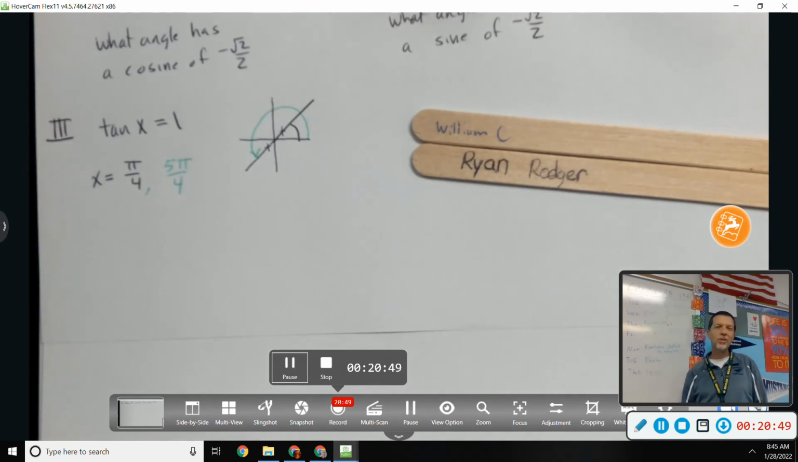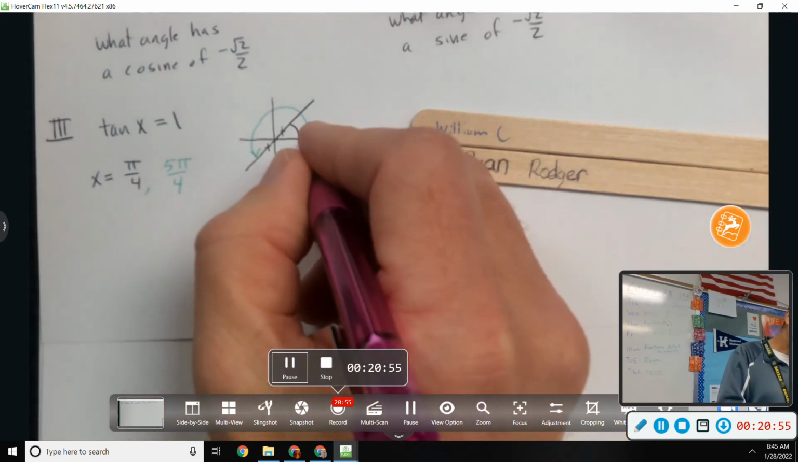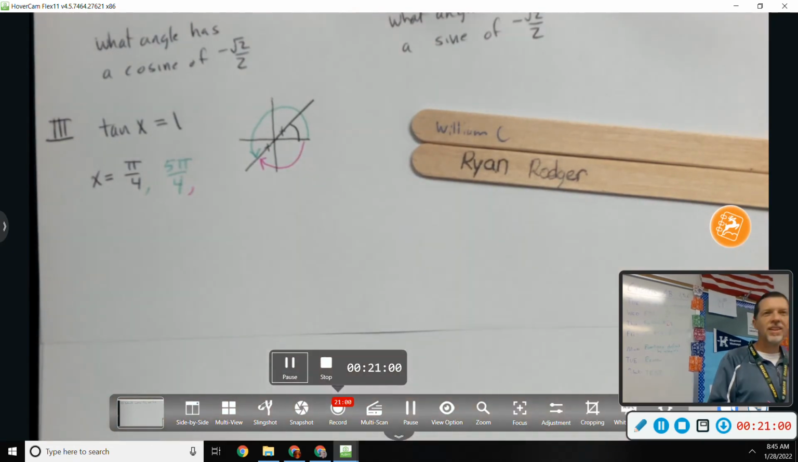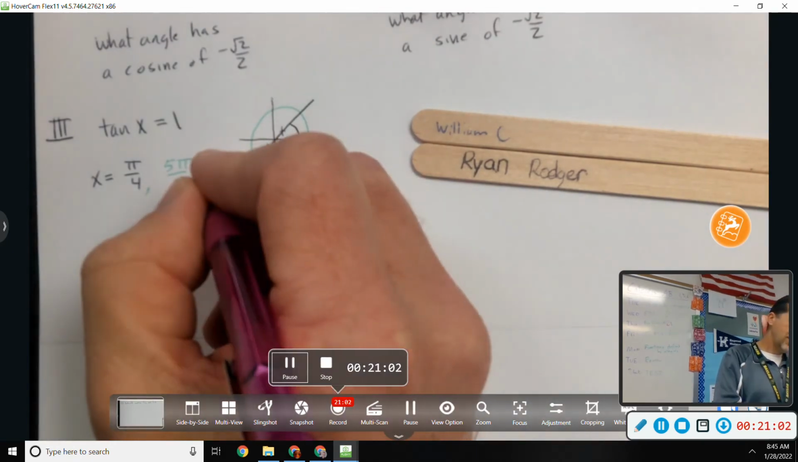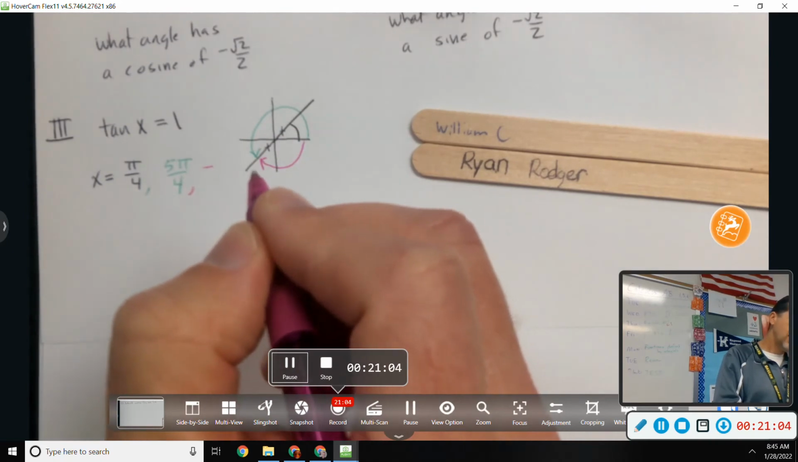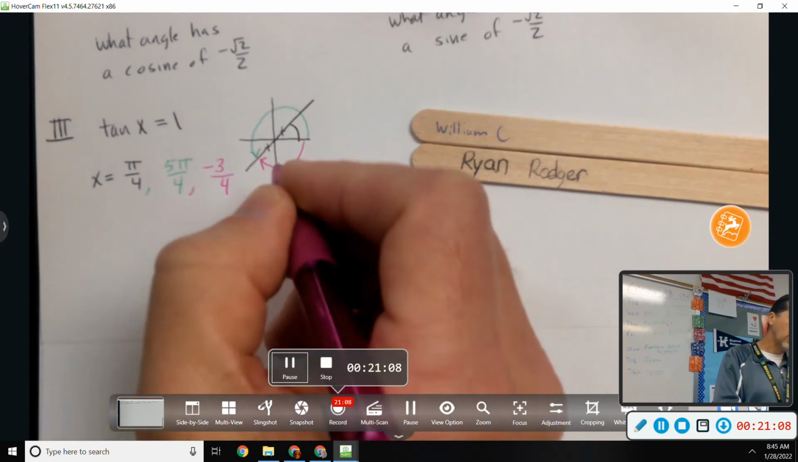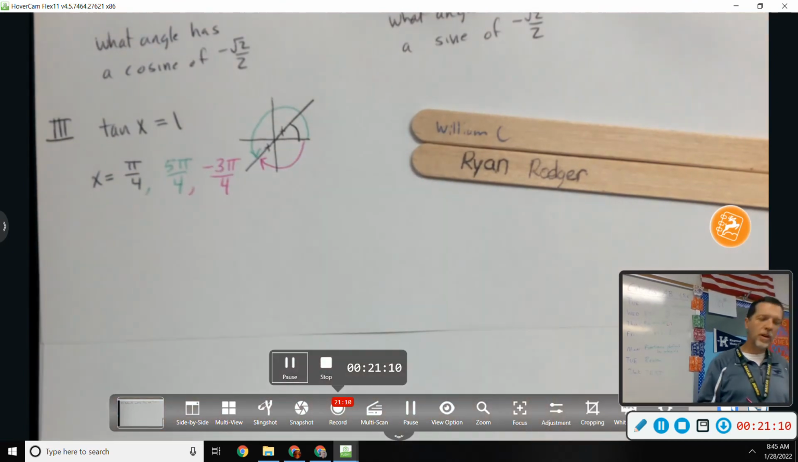All right, Will. Ty and Alina took the easy ones. How else could we describe those angles? We could go the other way. So what would that angle be? Negative 3 pi over 2. Well, it's definitely going to be over 4. Right. Negative 3 pi over 4.